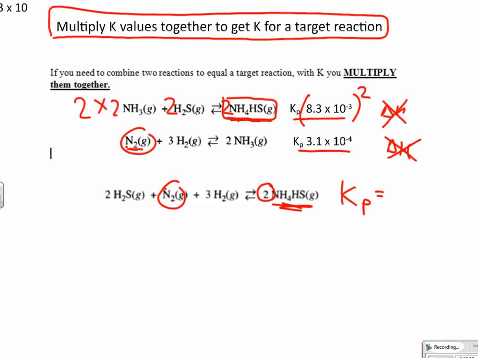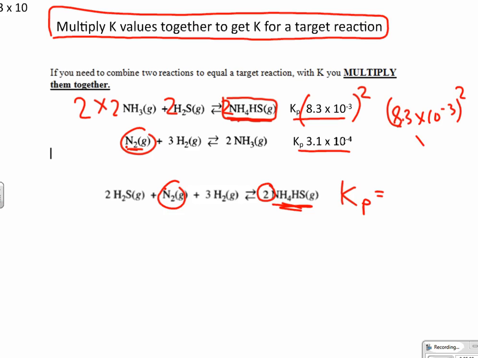So how would I get my overall Kp? Well, all I would do is multiply these two values together. I would take 8.3 times 10 to the negative third, square it, times 3.1 times 10 to the negative fourth, and I would end up with my Kp value.